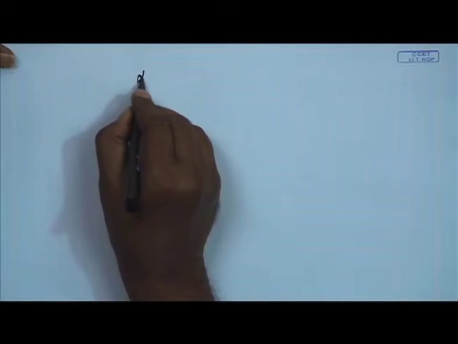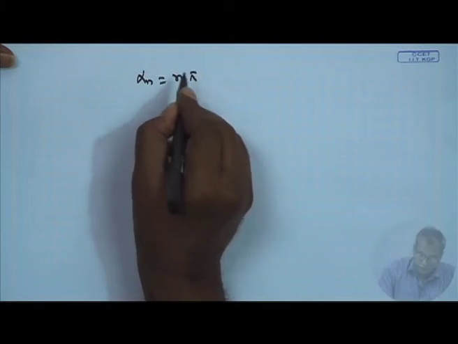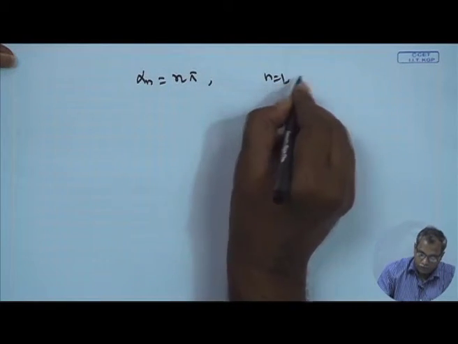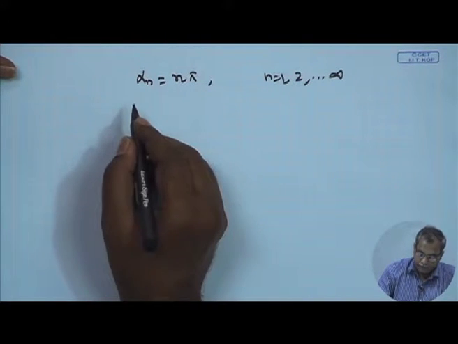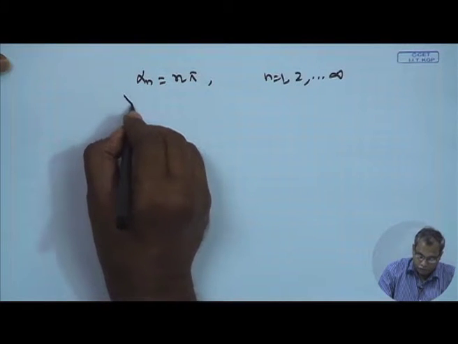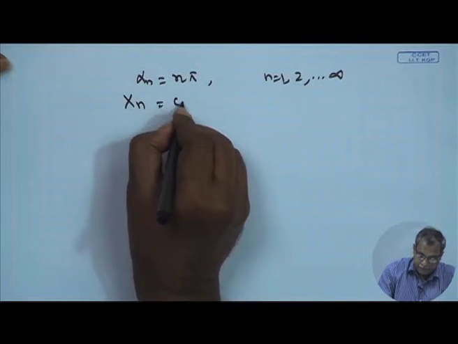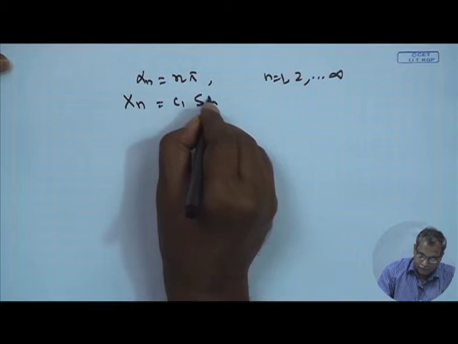The eigenvalues will be n pi and the eigenfunctions will be the sine functions. I am not going into the solution because we have already solved it in the class. So, alpha n is equal to n pi, where n is equal to 1, 2, 3 up to infinity. There are infinite number of eigenvalues. The theorem we have already seen. The corresponding solution will be X n is equal to c1 sine n pi x.